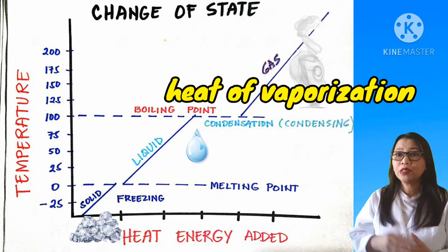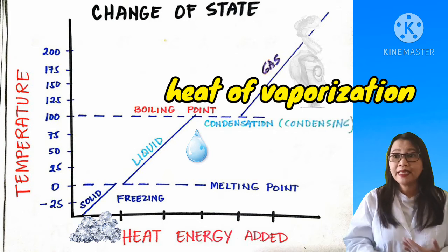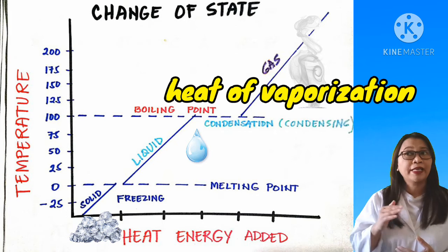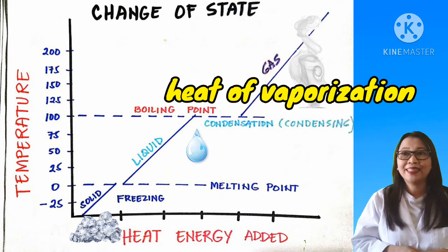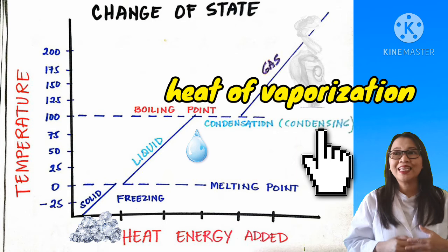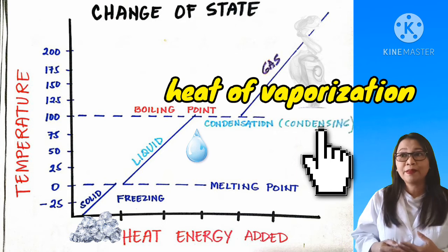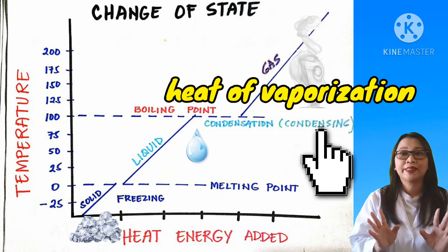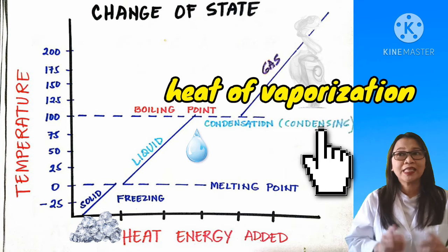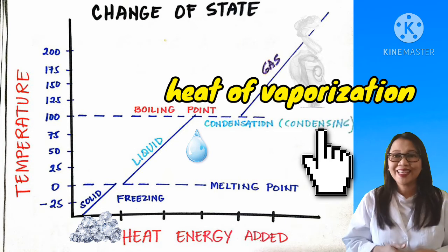The heat released when 1 gram of vapor condenses to liquid at the boiling point is the heat of condensation. Condensation is the reverse of vaporization. Thus, for a specific substance, the heat of vaporization is equal to the heat of condensation.